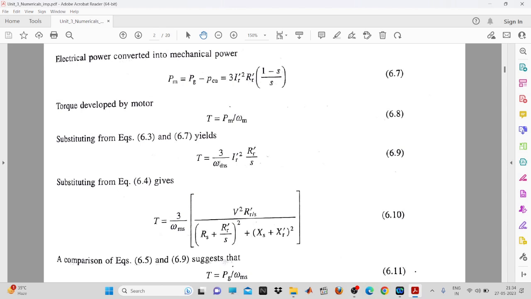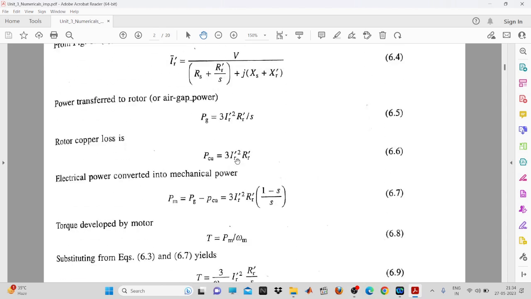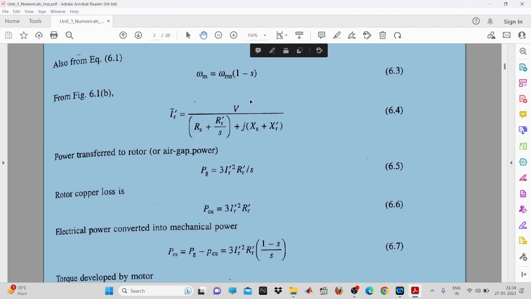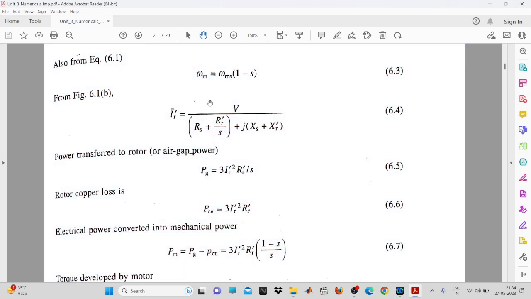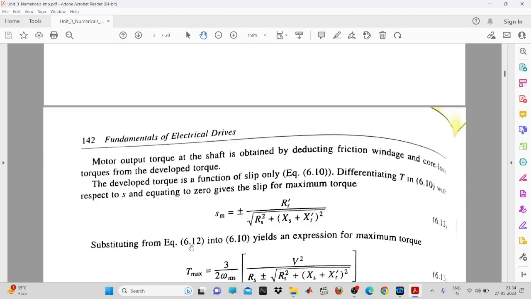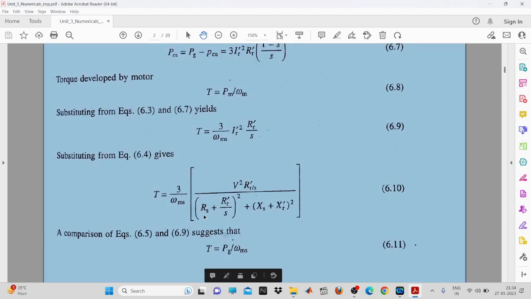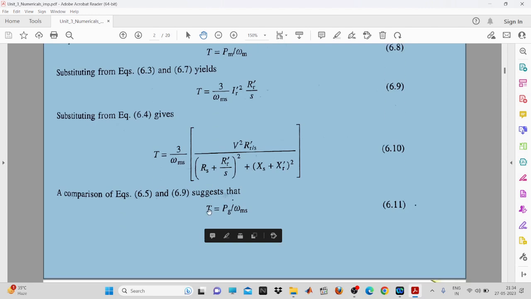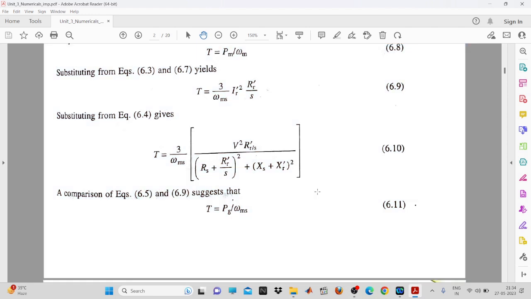Now what you have to do is replace this IR dash by this equation we have already calculated. Now this is the IR square. So IR square means what? The numerator will be V square only, and this is A plus JB form, so that will be A square plus B square. It means RS plus RR dash by S whole square, and XS plus XR dash whole square. So you are going to get this torque. This is the torque which is required for the forward motoring, and we have assumed that the rotor is below the synchronous speed, so there is no case that the power is going to reverse here.